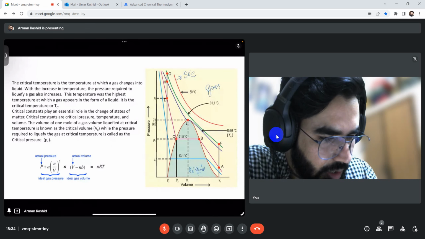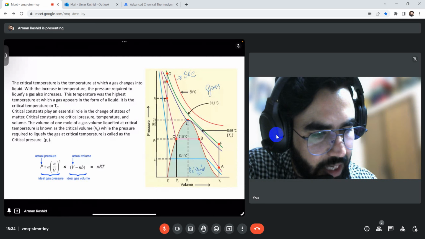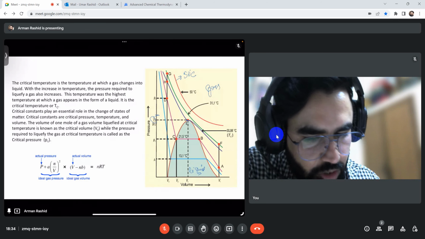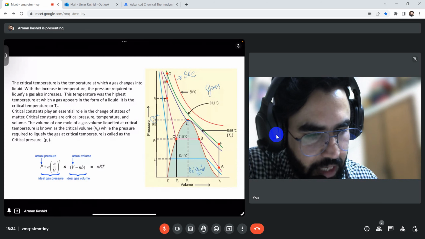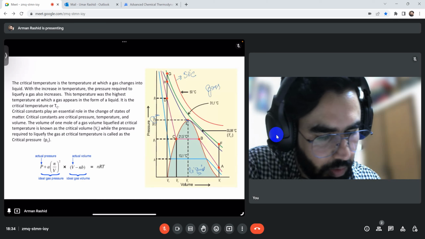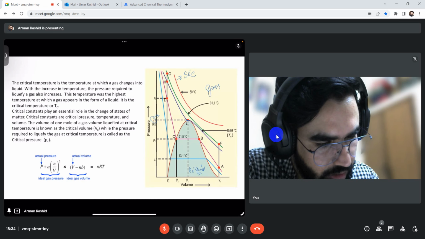Now if we talk about this point, it corresponds to a particular temperature. This temperature is called the critical temperature. For example, for this gas it is 73 degrees Celsius. So the critical temperature is the temperature at which gas changes into liquid. Here the gas changed into liquid. Similarly, if these conditions are met, that means at this pressure and at this temperature, we can convert a particular gas into a liquid.